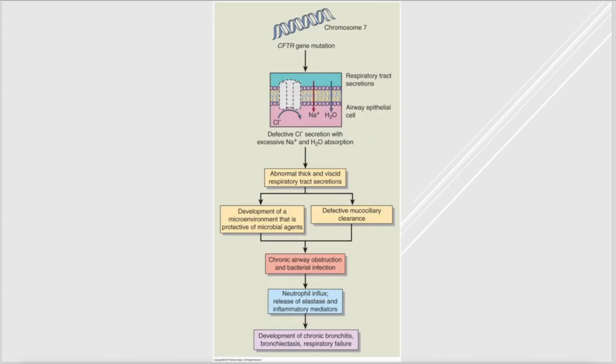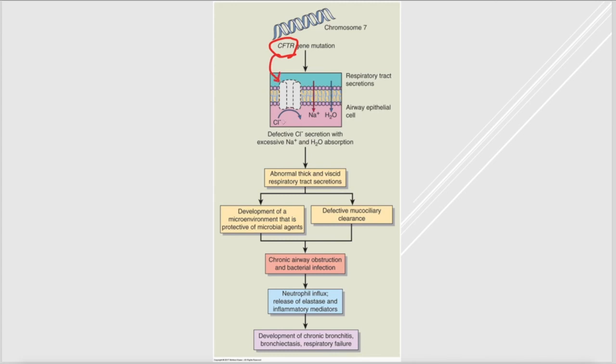So this is just showing what's going on. This is actually a mutation. There's a number of mutations that can result in cystic fibrosis, but they all involve the CFTR gene, the chloride conductance channel. And this is on chromosome 7. As you can see here, this is the channel. This gene encodes for this protein, which is a chloride conductance channel.